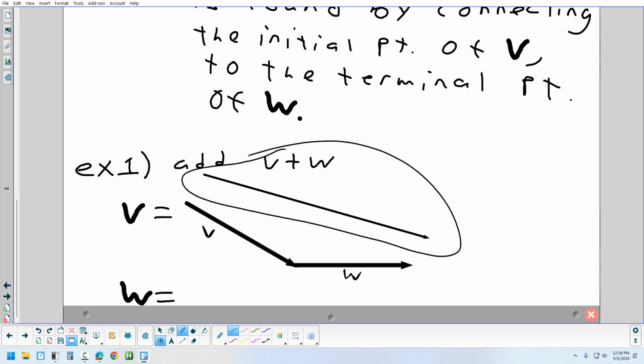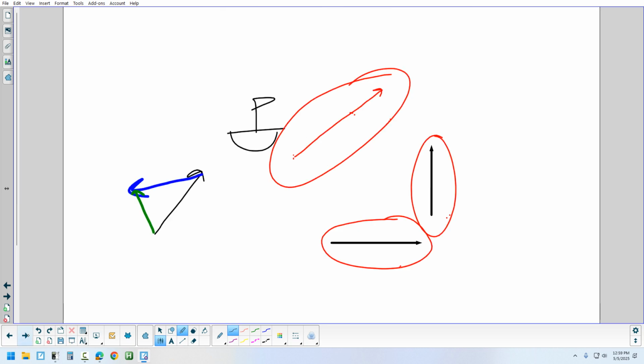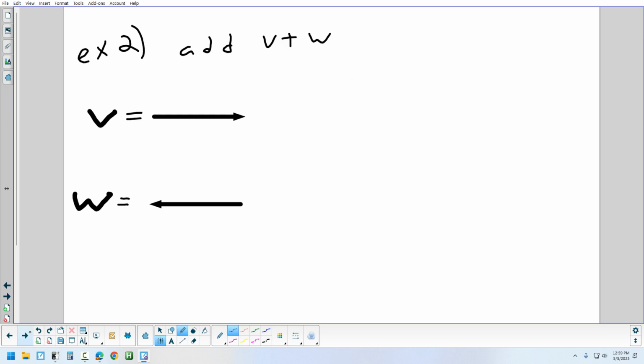And that is to scale. That's exactly the length that it should be based on those two vectors. Any question on adding those two together? All right, let's look at this one.